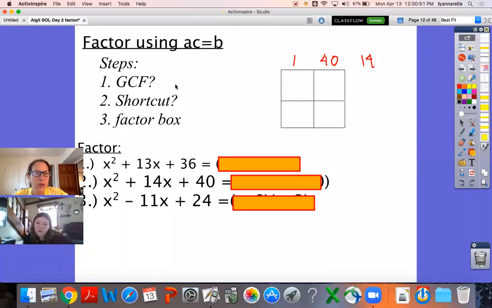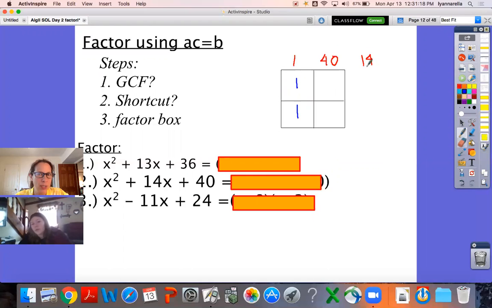And I'm going to go to factor boxes. So what I'm doing is a factor box for number 2 down here. So I have 1x squared plus 14x plus 40. Remember, it's A, C, B, right? And so 1, the only multiples I know of 1 are 1 and 1. And 40, there's a bunch of them. It's 1 and 40, 2 and 20, 5 and 8.